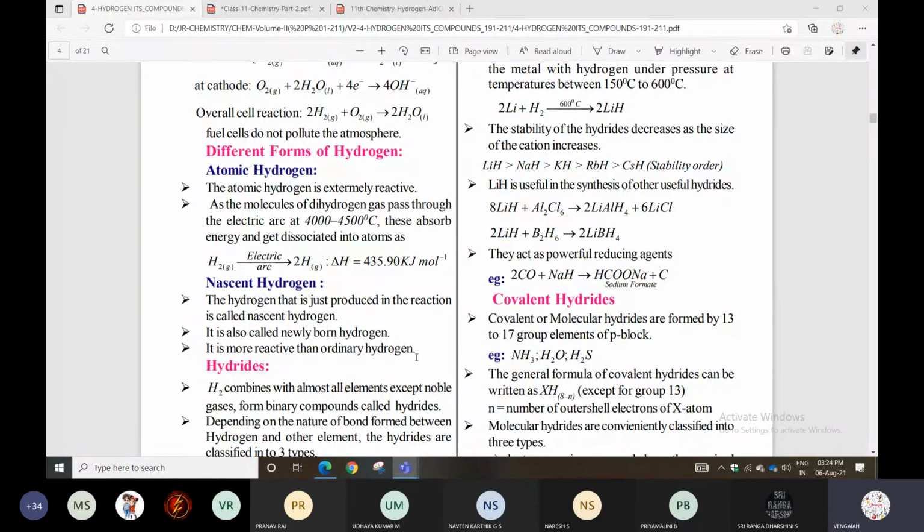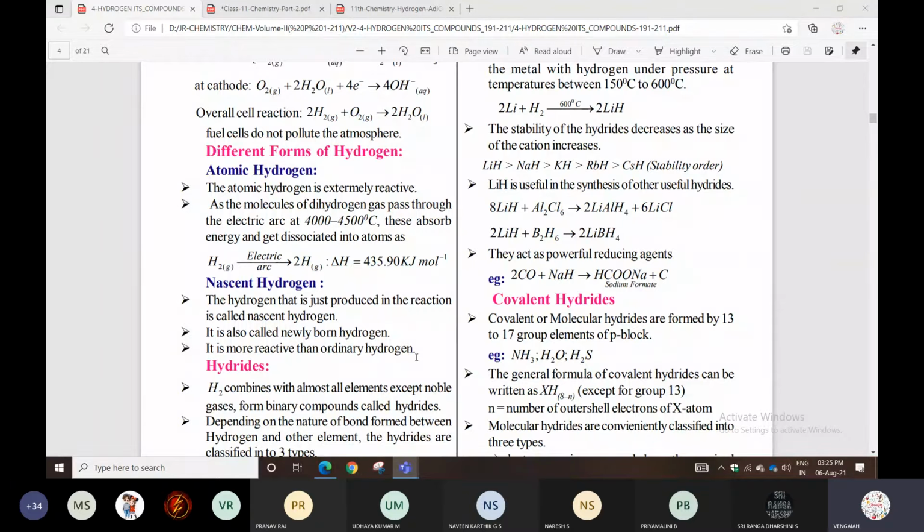So it is more reactive than ordinary hydrogen. Very, very important. Don't be confused about it. Nascent hydrogen means newly born hydrogen, and it is more reactive than normal hydrogen. The hydrogen that is just produced in a reaction is called nascent hydrogen. It is only atomic hydrogen. We can even study some cases of nascent oxygen in organic chemistry. So nascent hydrogen you are studying.